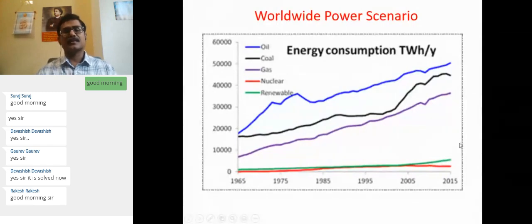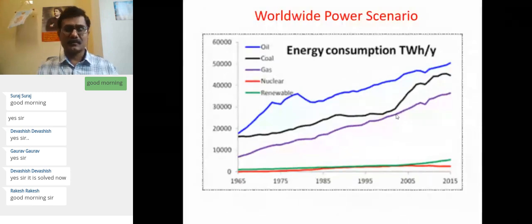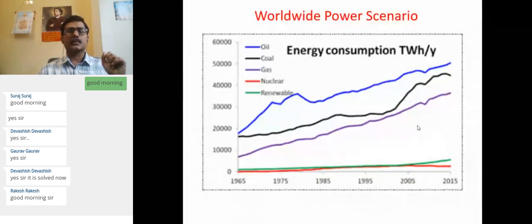in the coming days, in the coming years, as this oil, coal, and gas are not going to last for more than 20, 25, 30 years down the line. So we have to move to the alternative one, okay, the renewable one, including the hydroelectric also. Okay, so that is what the energy consumption trends are across the globe.